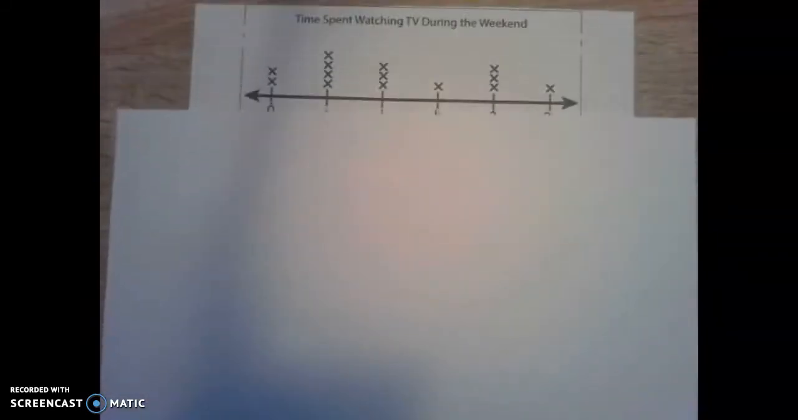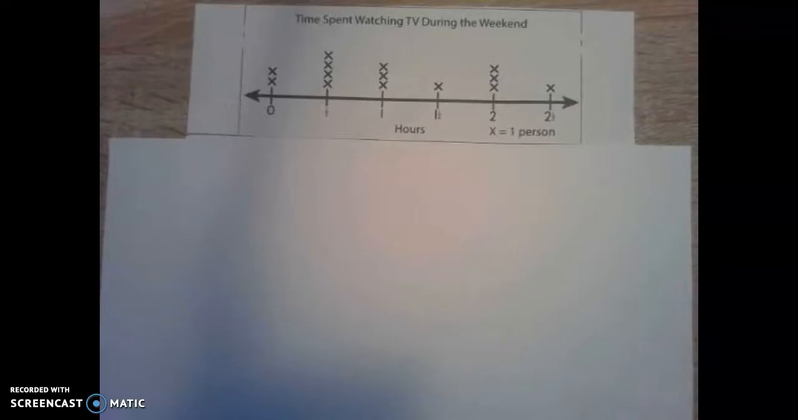And this one is going to be how much time is spent watching TV during the weekend. What I'd like to do first is just look at the graph and think about what the graph is showing me before I jump into answering any of those questions. So I'm going to give you some time and think about what this graph is showing you.